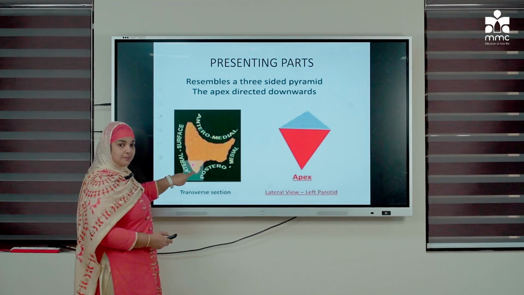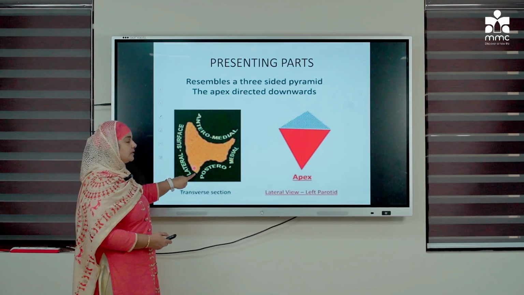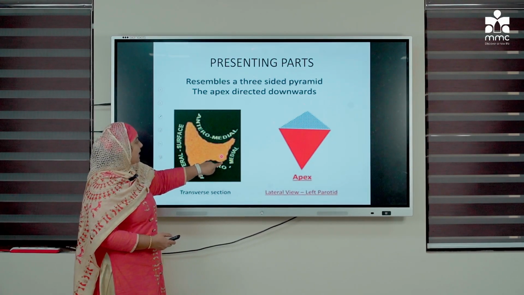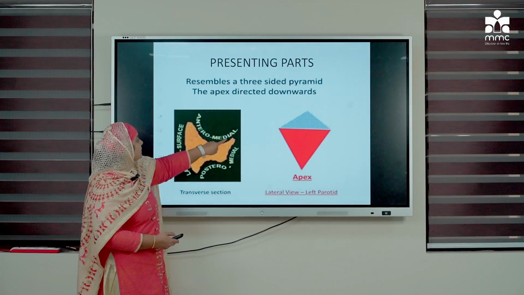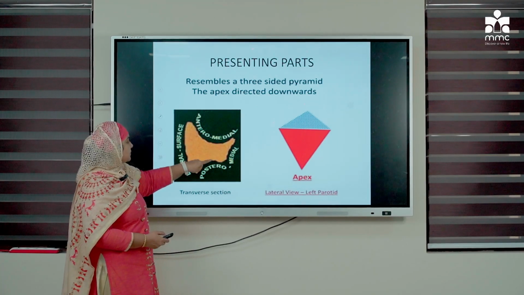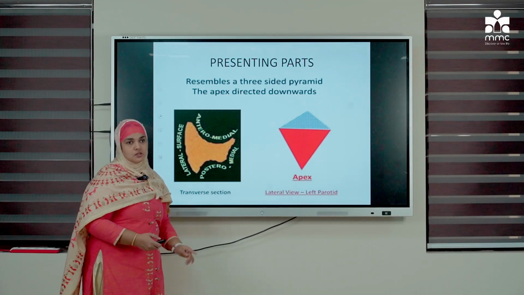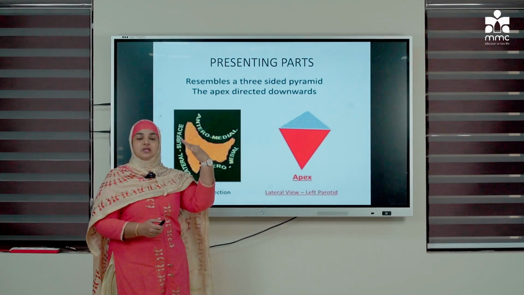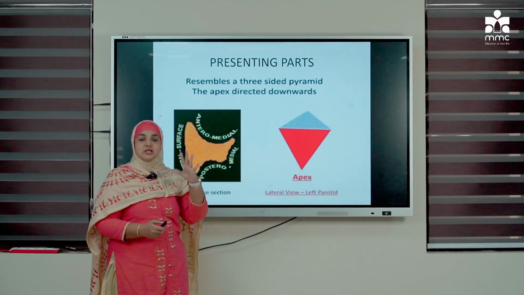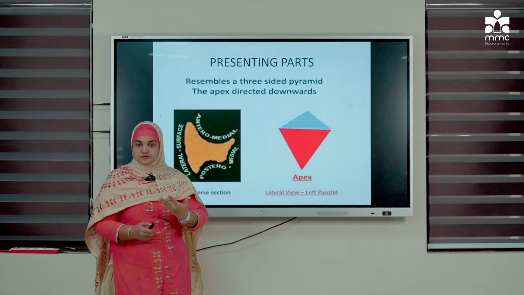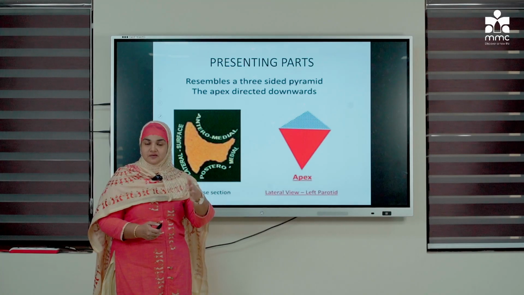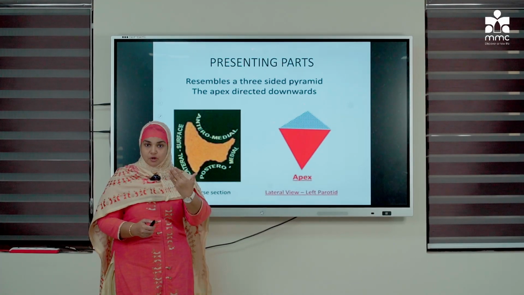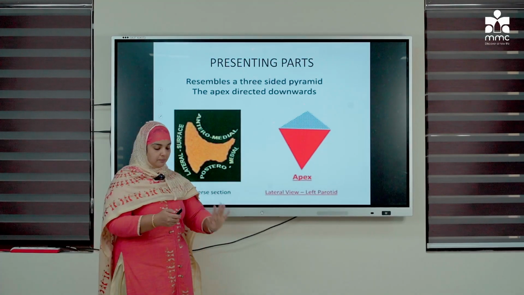Posterior border separates the superficial surface or the lateral surface from the posterior medial surface, and the medial border separates the anterior medial surface from the posterior medial surface. So that is how we have an apex which is directed downward, a base which is directed upward, and then we have three surfaces. One is a superficial surface or the lateral surface, anterior medial surface, and a posterior medial surface. And we have three borders. One is the anterior border, there's a posterior border, and a medial border.